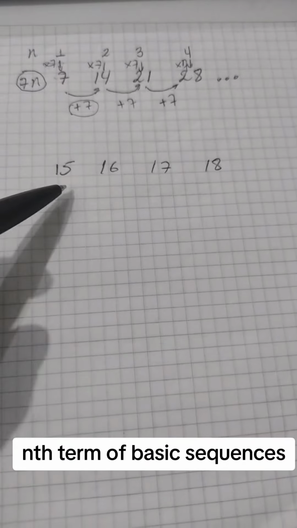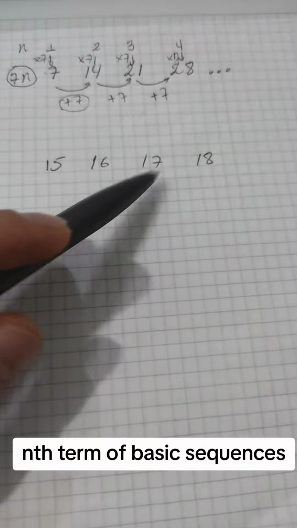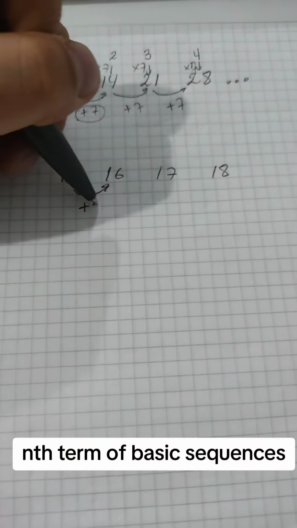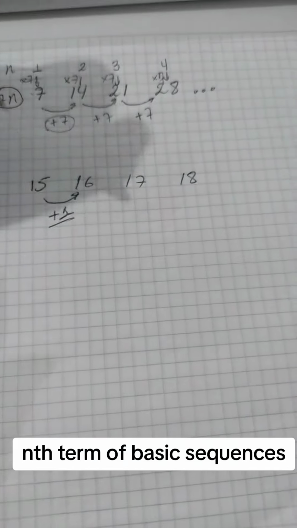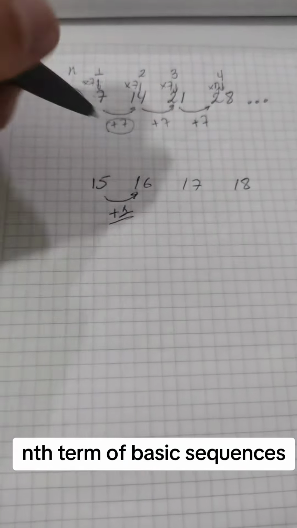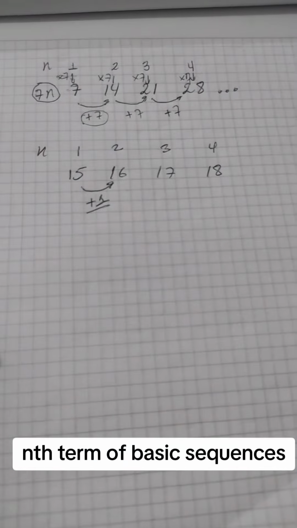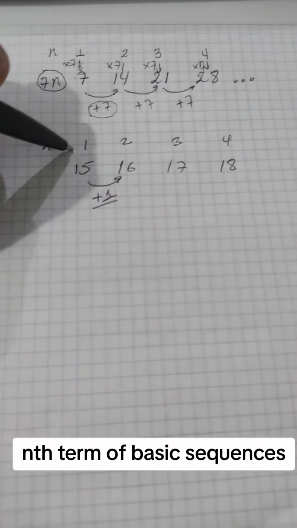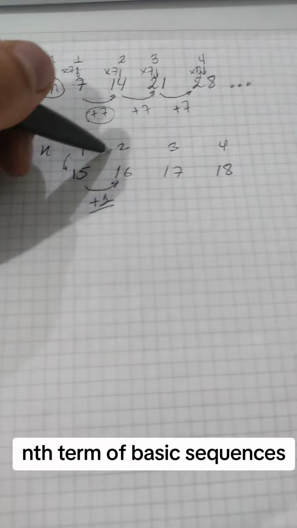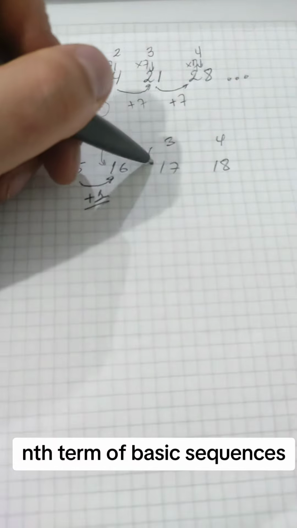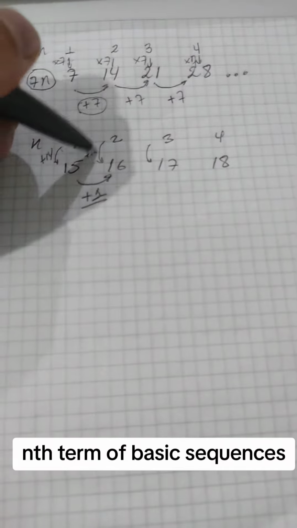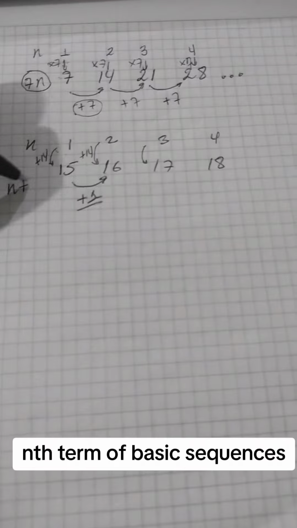Now let's observe this sequence. In this sequence, I'm adding 1 each time, so this is going to be the term-to-term rule. I'm adding 1 each time. Just remember that you're starting at 50. Now, in this case, to get the n term of the sequence, observe that I'm not multiplying but adding 14 each time. I'm adding 14 to get the term of the sequence. So in this case, I'm going to get n plus 14.